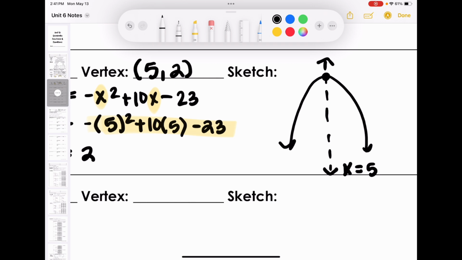All right, and then I'm going to label my vertex 5, 2.